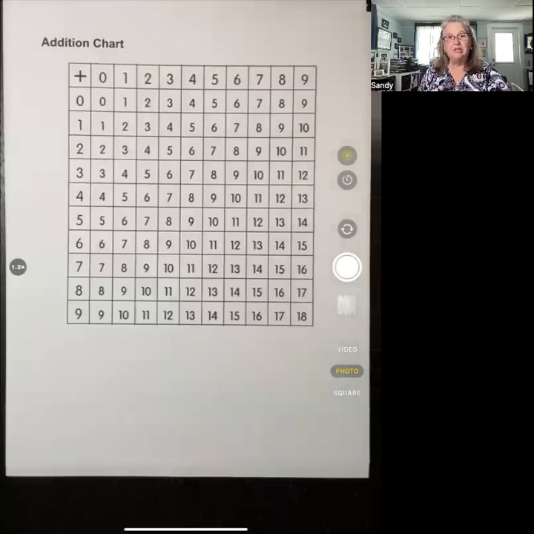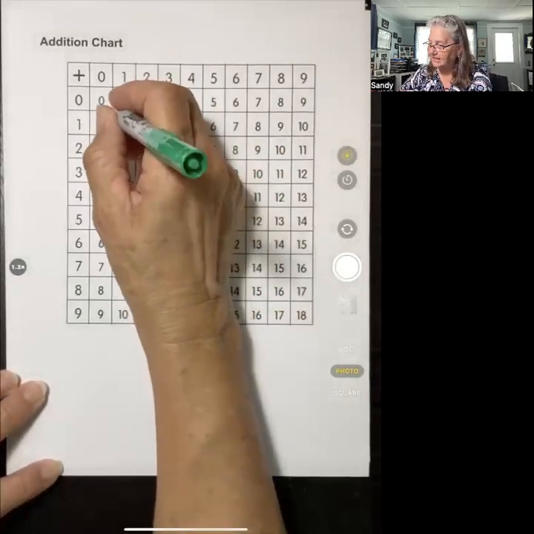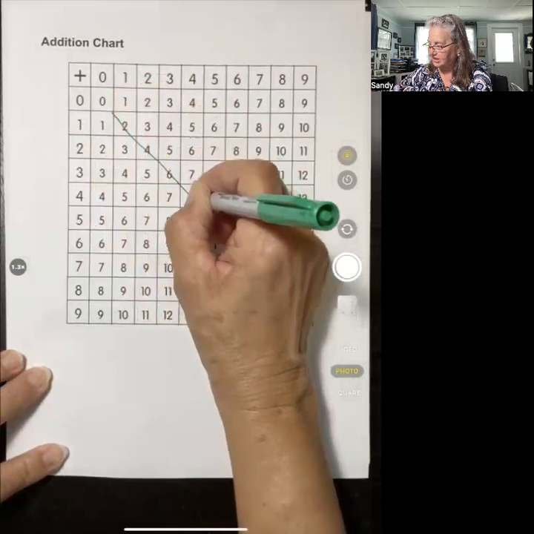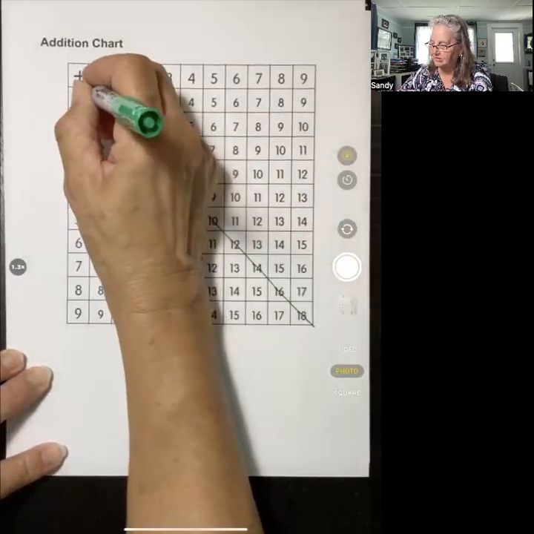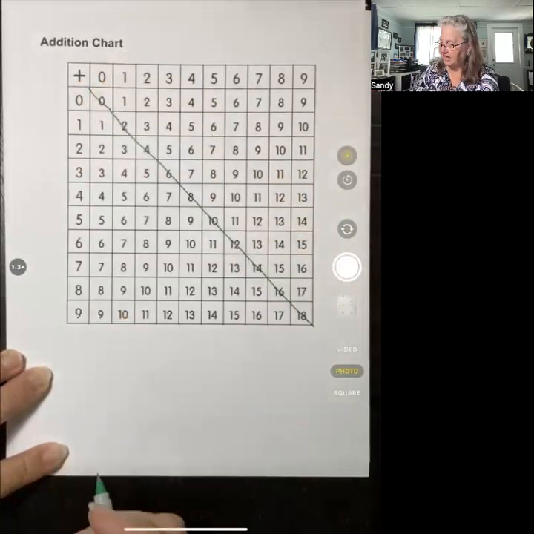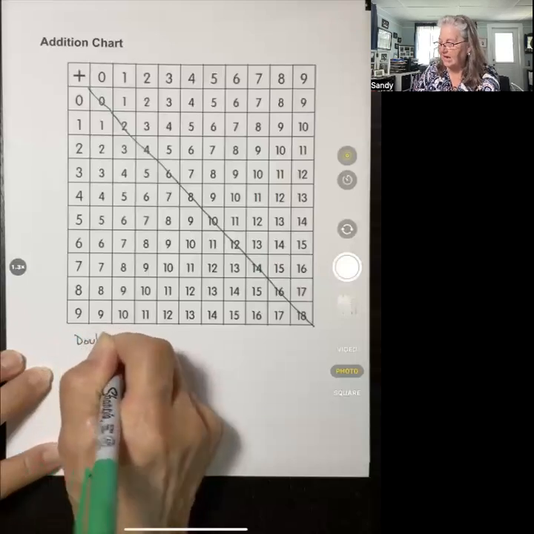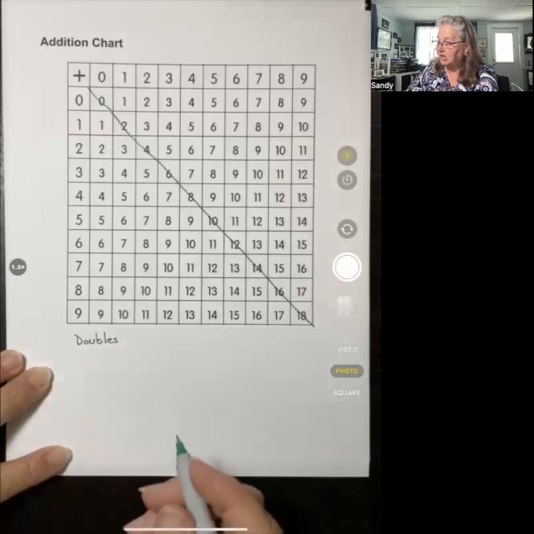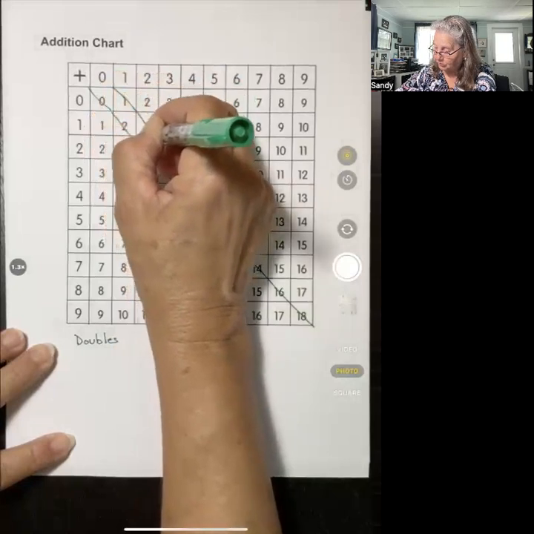Now, doubles and near doubles was the first one that I showed you. And if you look at the doubles, like double 1, that's 2, right? Double 2 is 4, double 3, 6. So those right down the center are my doubles. Okay, so we've got the doubles. And then we have the near doubles. So it's doubles plus or minus 1. So double 0 plus 1, double 1 plus 1.